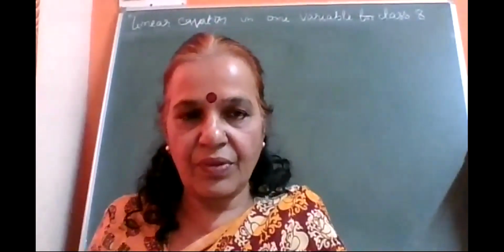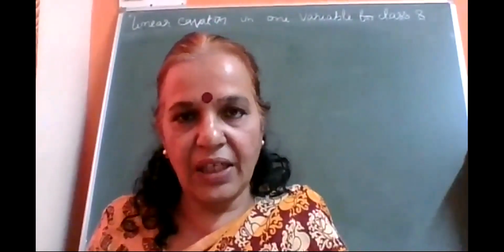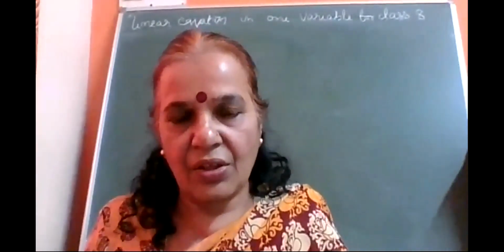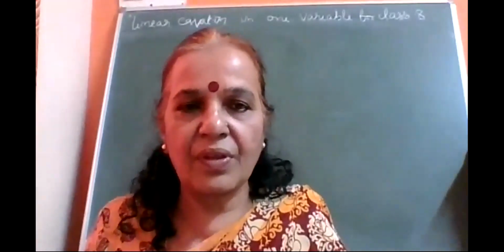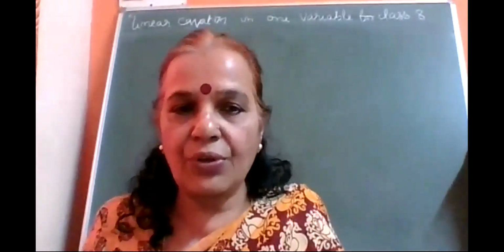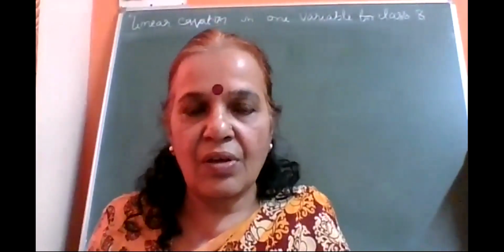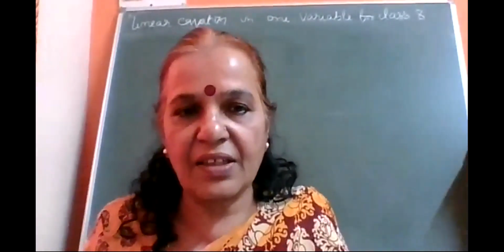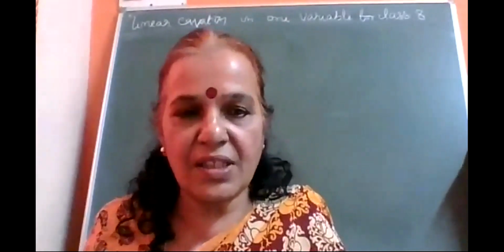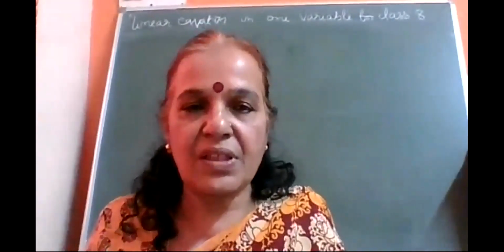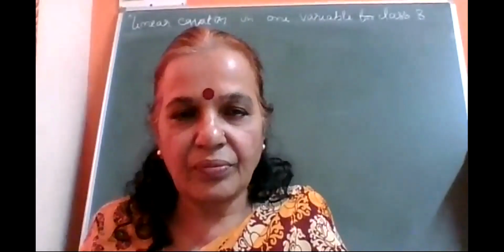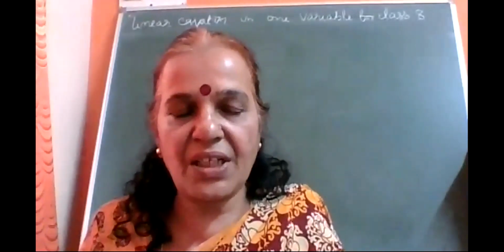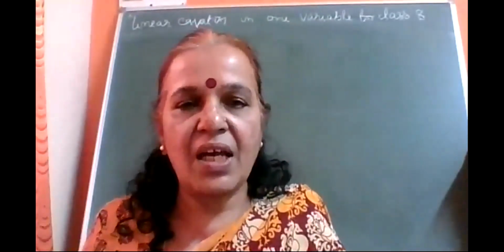In this video, you are going to learn linear equation in one variable for class 8th. In 6th standard, you know already, in algebra, we use letters or the English alphabets along with the numbers. These letters are called literals or variables or unknown numbers. And an algebraic expression is a combination of some variables and constants.